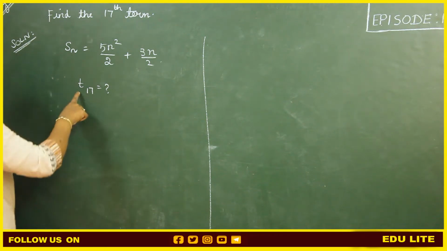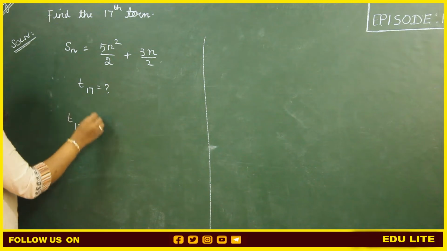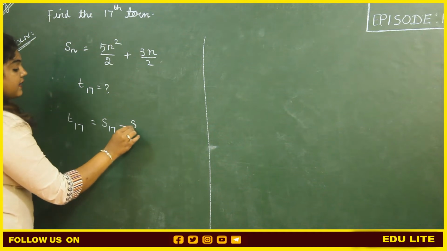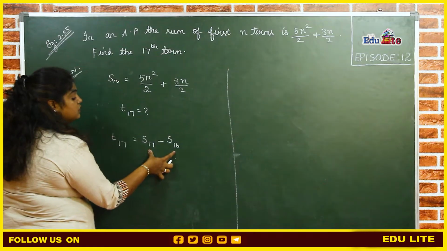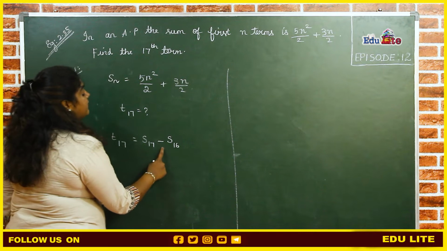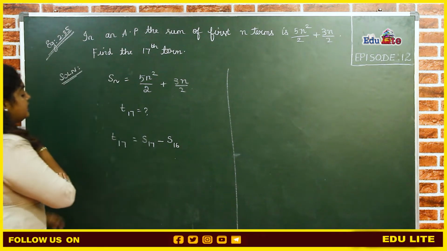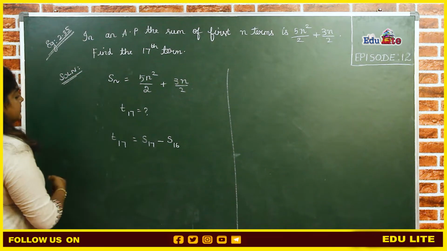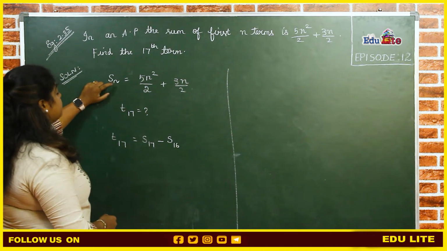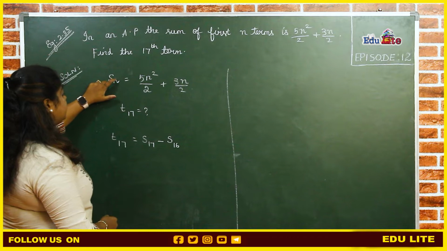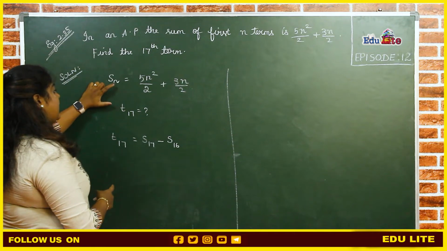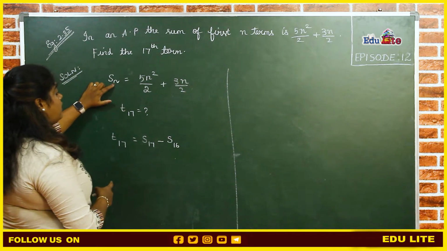This can be easily found by using T17 equals the sum of first 17 terms minus the sum of first 16 terms. If we do this, the sum of first 17 terms minus the sum of first 16 terms will give the 17th term in the series. Therefore, we will find S17 first. This can be found by using the given Sn. If we substitute n as 17, we can find S17. Similarly, if I substitute n as 16, we can find S16.